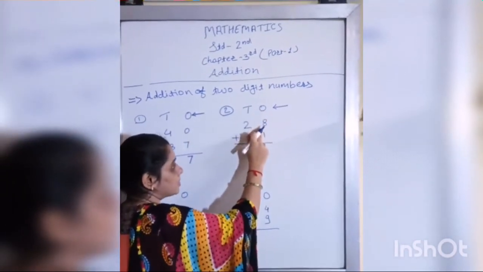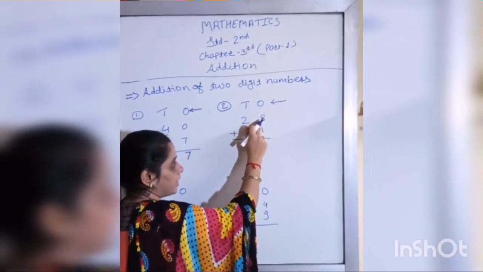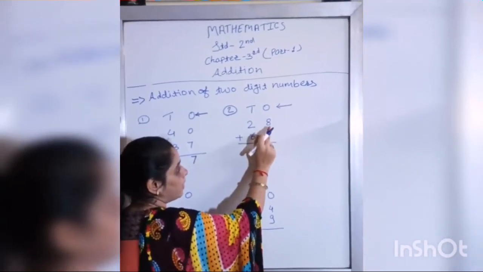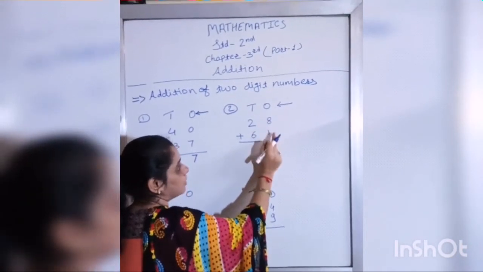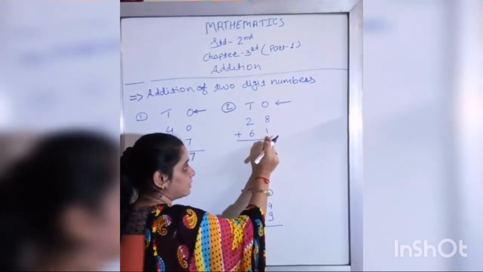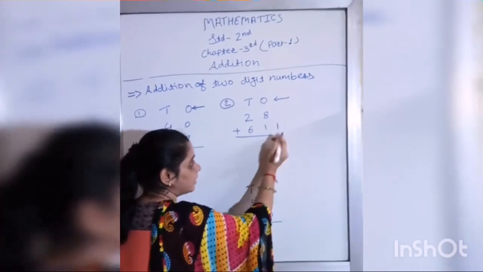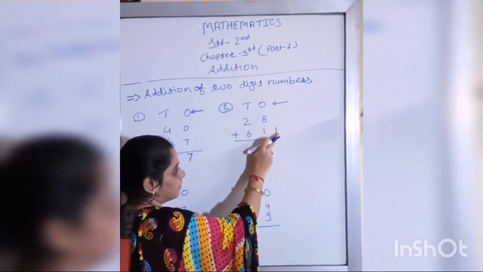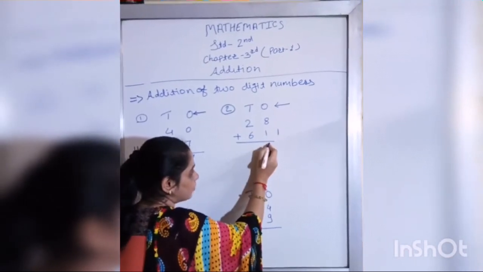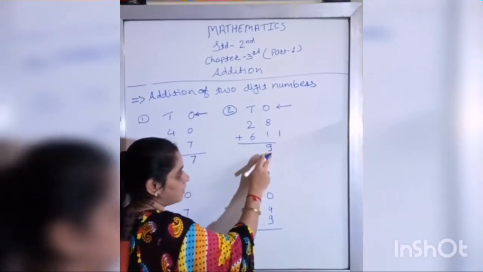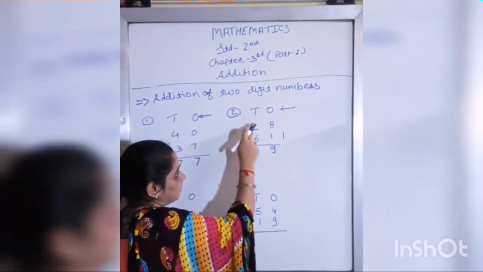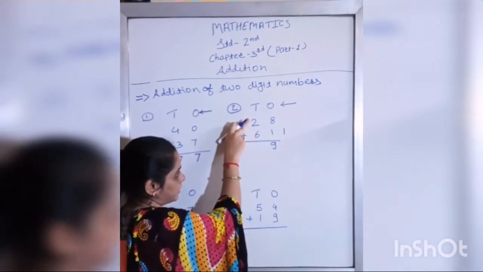What are the numbers on ones place? 8 plus 1. Which is the big number? 8. Next number is 1. So draw 1 line. Count after 8. 9. So 8 plus 1, the answer is 9. Now add the numbers on tens place.